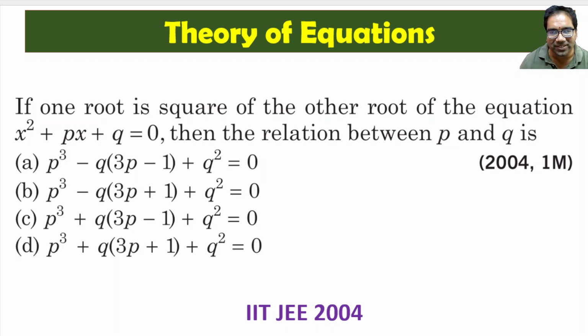Hi friends, here is a very simple problem. We are given this quadratic equation x squared plus px plus q equals 0. Now, this has got two roots. One root is the square of the other root.